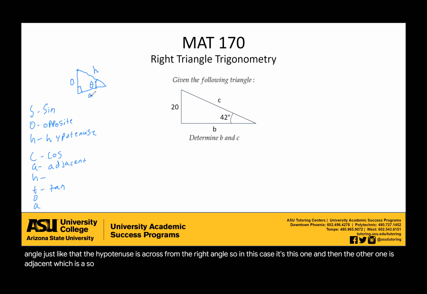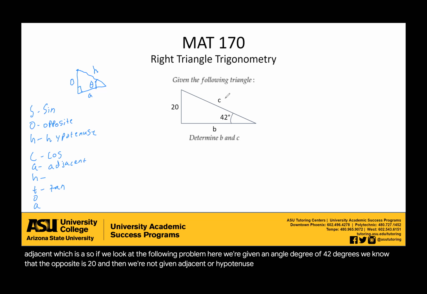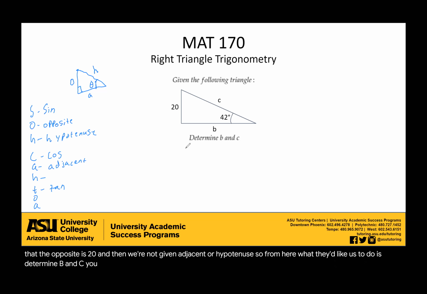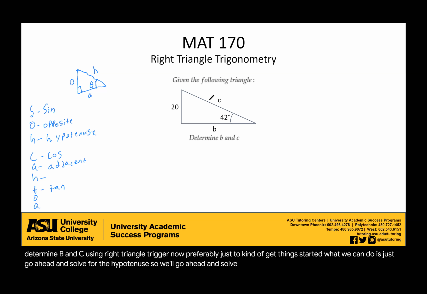So if we look at the following problem here, we're given an angle of 42 degrees. We know that the opposite is 20, and we're not given the adjacent or hypotenuse. So from here, what they'd like us to do is determine B and C using right triangle trig. Now, preferably, to get things started, we can go ahead and solve for the hypotenuse. So we'll solve for C.